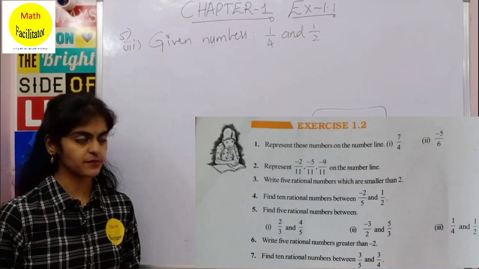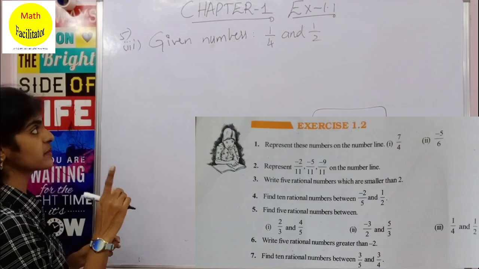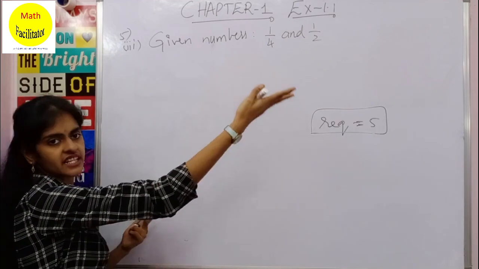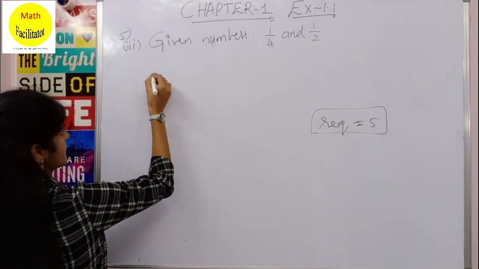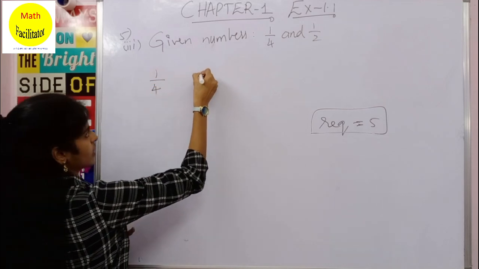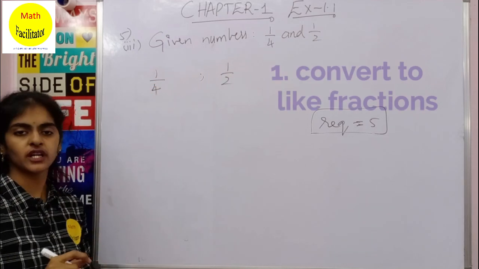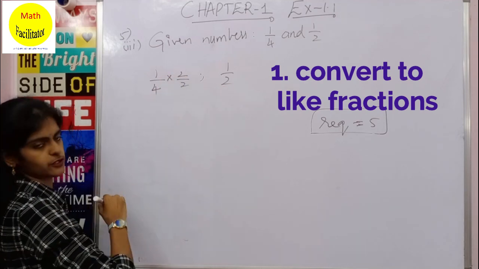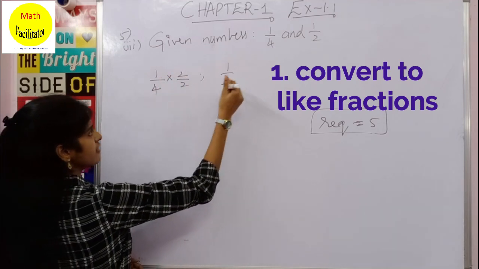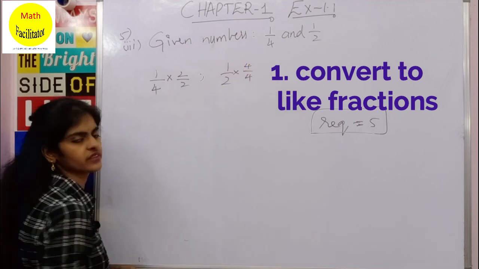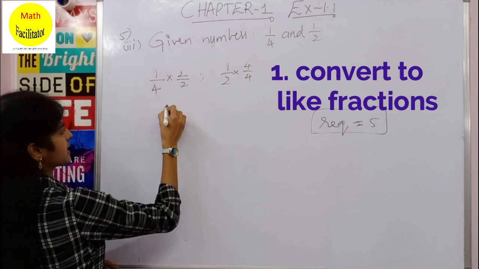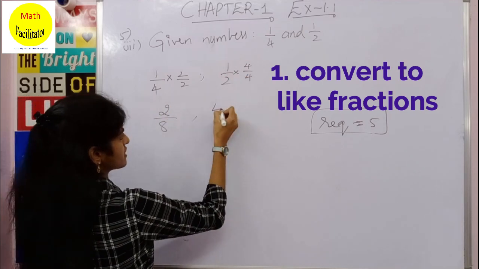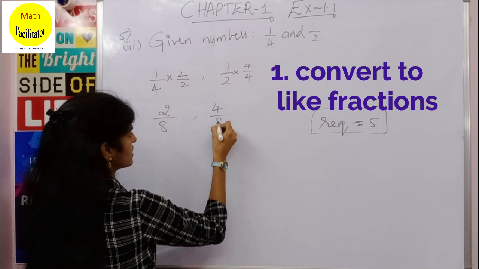Moving on to the next bit of the same question, you have 1 by 4 and 1 upon 2. So here also you have different denominators. Unlike fractions, firstly let us change it into like. The given two numbers are 1 upon 4 and 1 upon 2. So this you will multiply by 2 and divide by 2, and this you will multiply by 4 and divide by 4. Clear? So here you can see 1 into 2 is 2 upon 8, 4 2s are 8, and 1 into 4 is 4 upon 2 into 4 is 8.